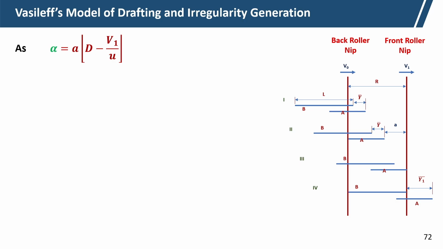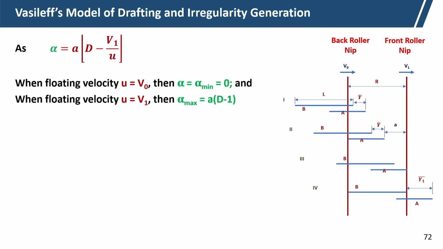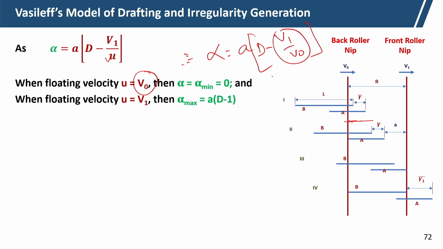So, that is the deviation alpha, when the floating velocity u equals v0. When the floating fibers move at the speed of the back roller, alpha u equals v0. Now, we can see alpha equals a multiplied by (d minus v1 by v0), which is nothing but the draft. So, d minus d will be 0.